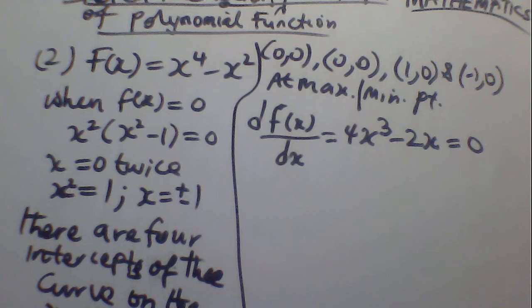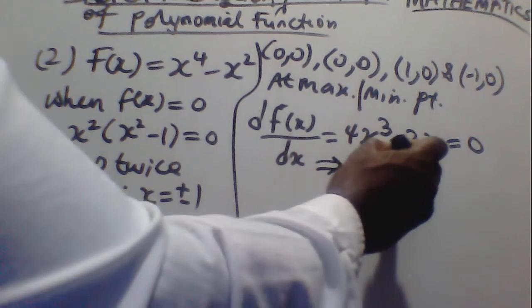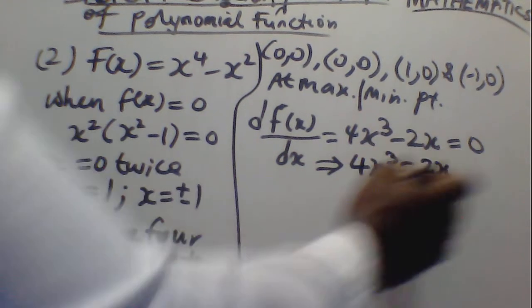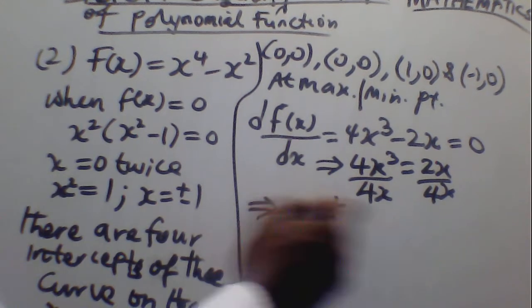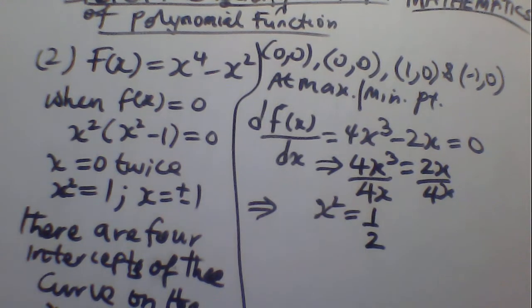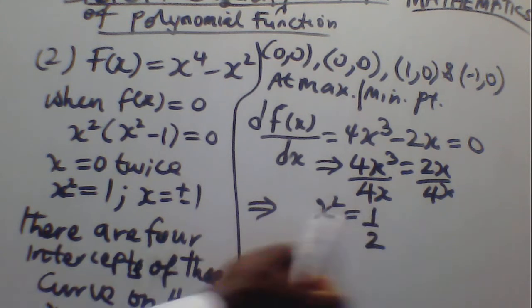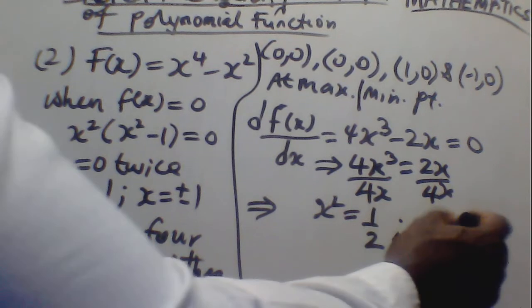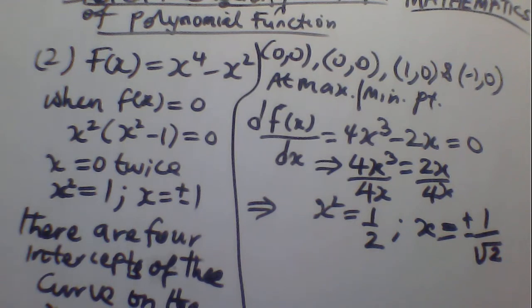So with that, we can now find the value of x at that turning point. So this implies 4x raised to power 3 will be equal to 2x. So divide by 4x, we have x squared will be equal to what? 1 over 2. I hope you understand what we did here. Divide by 4x, we have x squared is equal to 1 over 2. So x will be equal to plus or minus 1 over root 2.